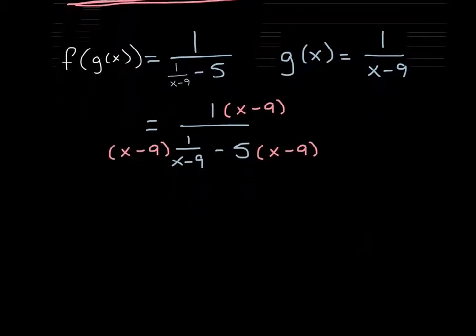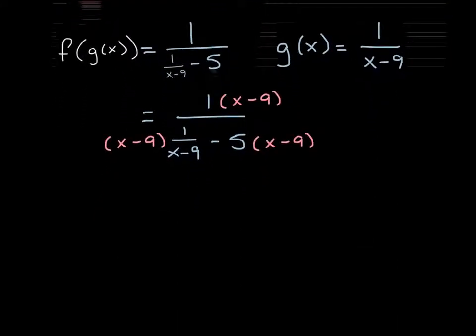The only maybe tricky part is what happens down in the denominator. So first let's clean up the numerator here. 1 times x minus 9 is just x minus 9. And then down in the denominator, this x minus 9 that we're multiplying by the 1 over x minus 9 has the effect of canceling these x minus 9's. That's really the reason for multiplying by this x minus 9 because of what happens there. So after the multiplication happens, we just get a 1 left.